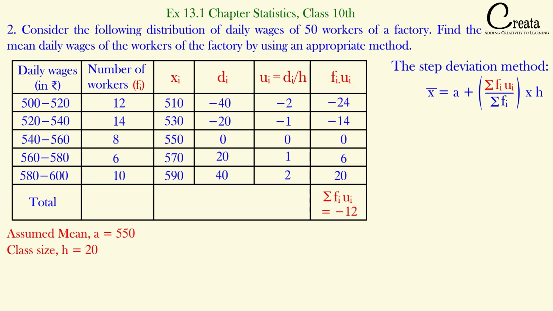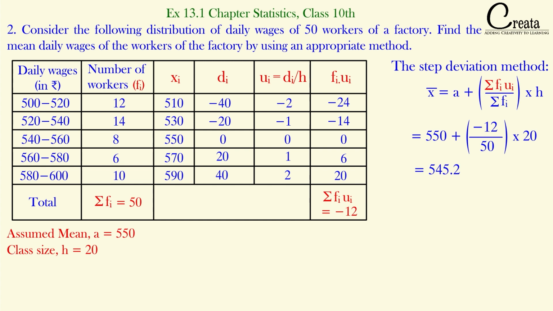Got it? Let's also calculate the sum of fi, which is 50. So we got sigma fi equal to 50. Let's use the formula. Here A, that is the assumed mean, is equal to 550. h, that is the class size, is equal to 20. Sum of fi into ui is minus 12. Sum of fi is 50. Let's put in the values. On solving, we got the answer as 545.2. That is the mean average.